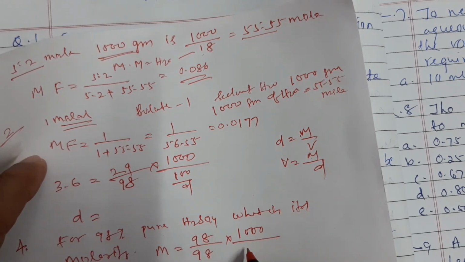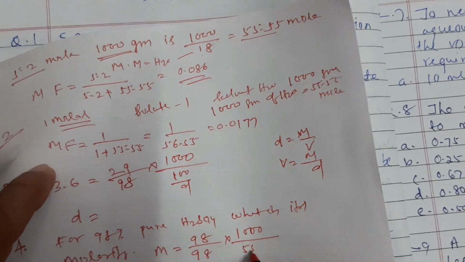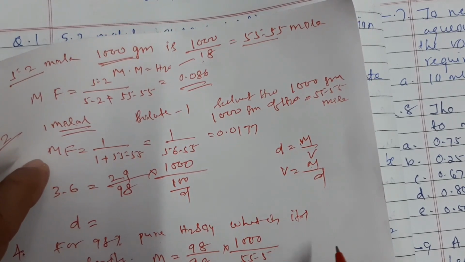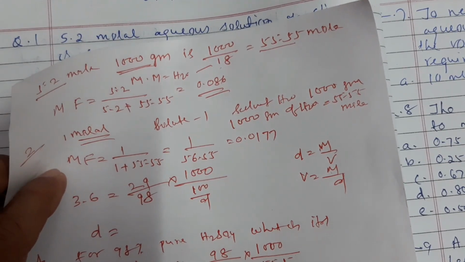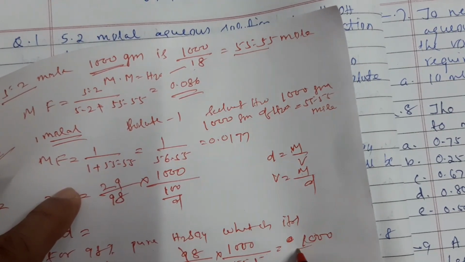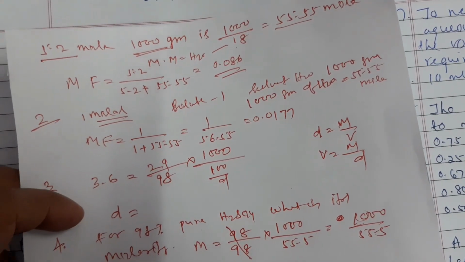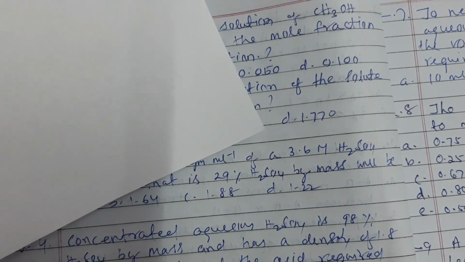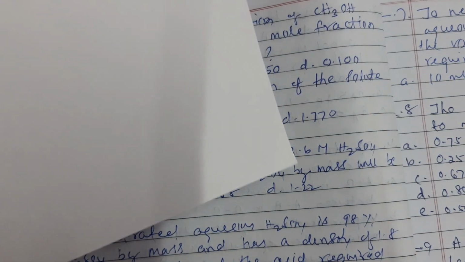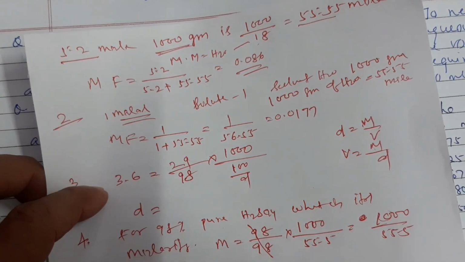And the molality of water, 98% is given, so you will write 55.5. Then what is the molarity? These will cancel and you will get 1000 by 55.5. Then you will write down the next part: the volume of acid required to make 1 liter of this much sulfuric acid solution. The volume of acid required to make.